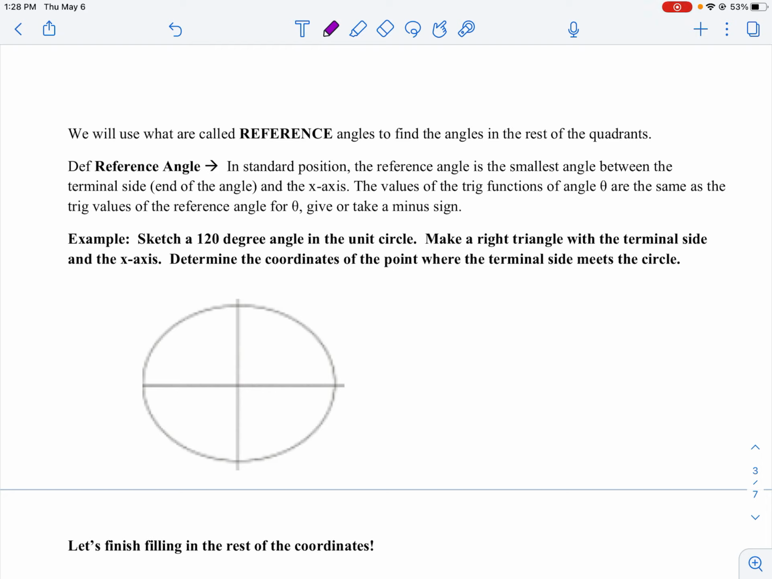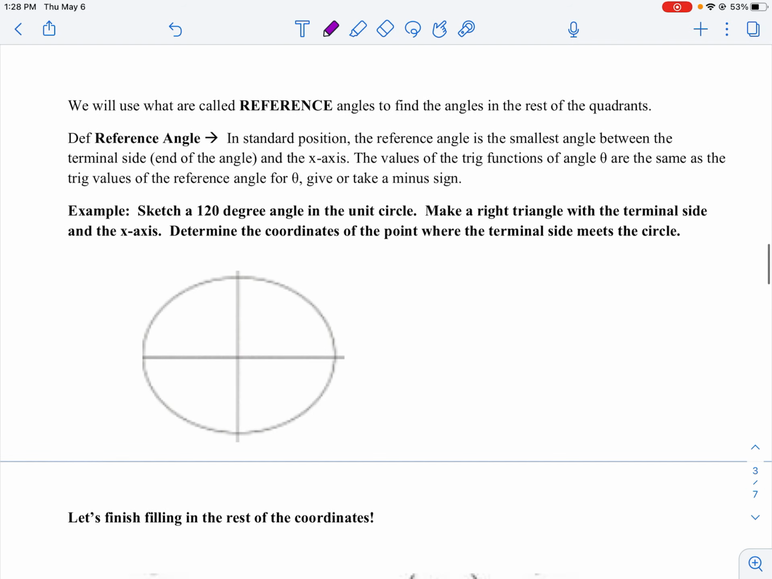The reference angle is the smallest angle between the terminal side, the end of the angle, and the x-axis. The values of the trig functions of the angle theta are the same as the trig functions of the reference angle. Let's sketch this one right here. It says sketch 120 degrees. So we're starting at 0, I'm going to start here, and we're going to go to 120 degrees.